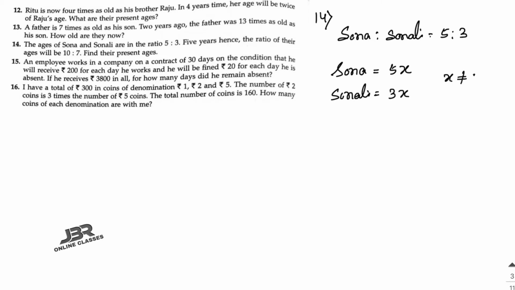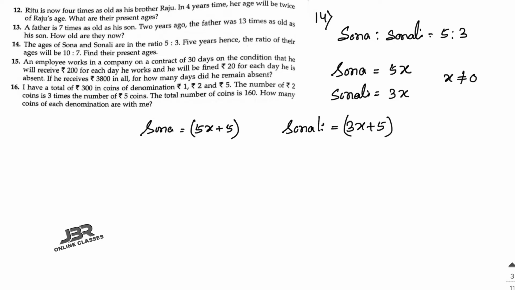Now next, sum number 14. The ages of Sona and Sonali are in the ratio. So here Sona is to Sonali, that one equal to 5 is to 3. That means age of Sona equal to 5x years and age of Sonali, that one equal to 3x years. X is a non-zero proportional constant or ratio constant. Okay. Now 5 years hence, that means after 5 years. So after 5 years, age of Sona will be 5x plus 5, and after 5 years, age of Sonali will be 3x plus 5. Clear?